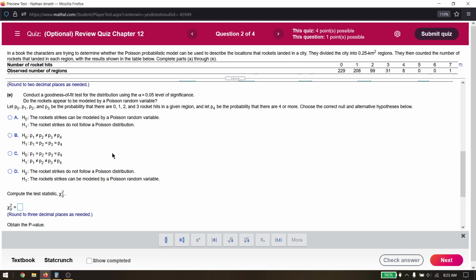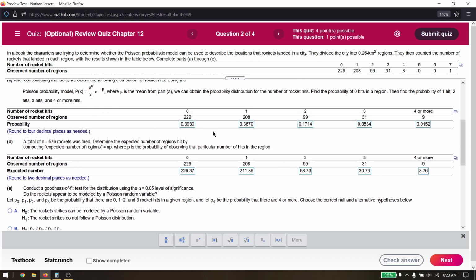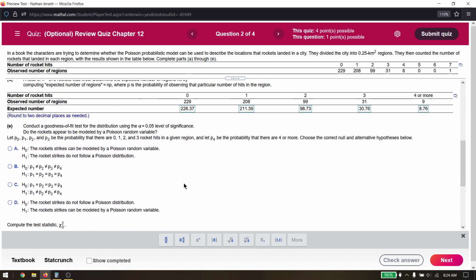Is we're asking, what's the null hypothesis and the alternative? It can't be B and C, obviously, because for the Poisson probability model, they're not all equal. They're definitely different. So, plus also P0 is not in either of these, so it can't be this one. It's going to have to be A or D. Now, which one is it?